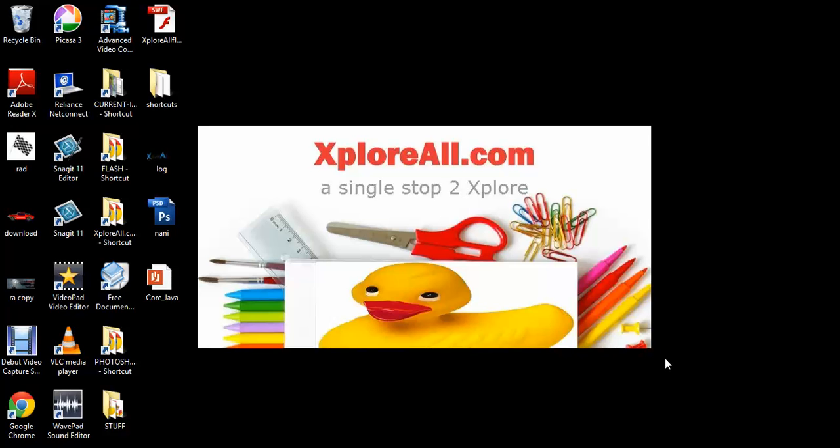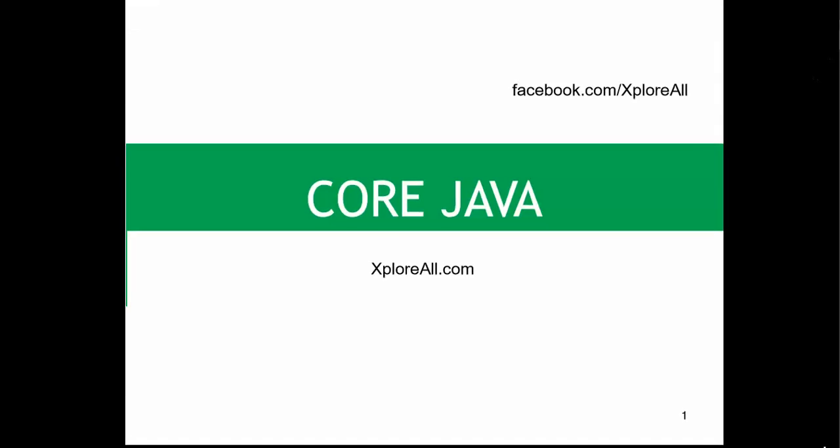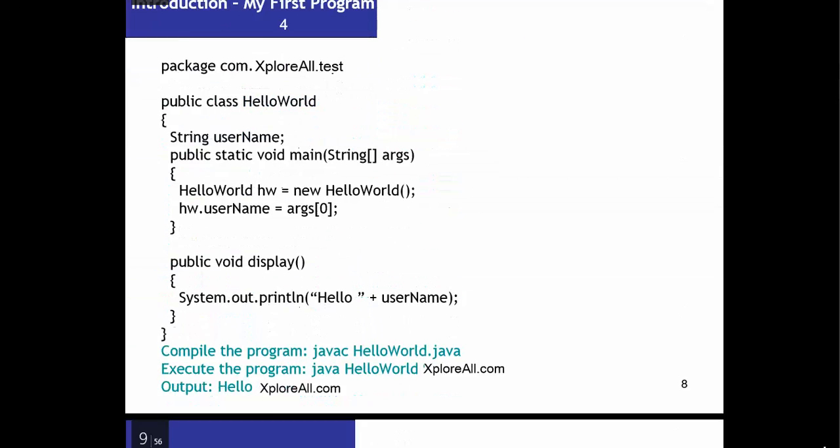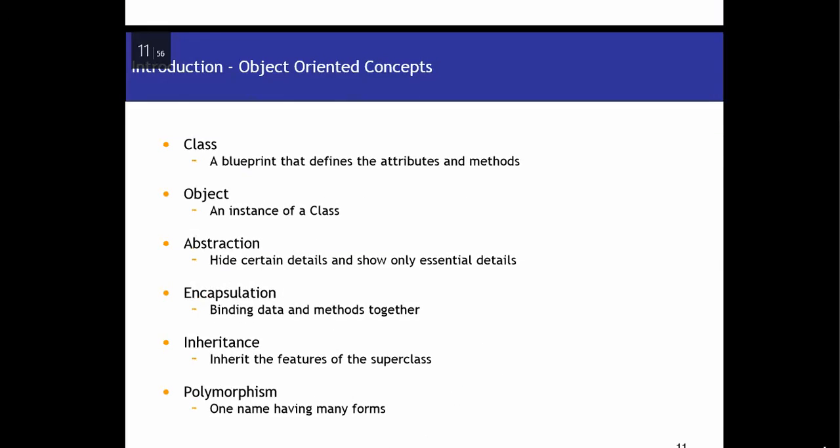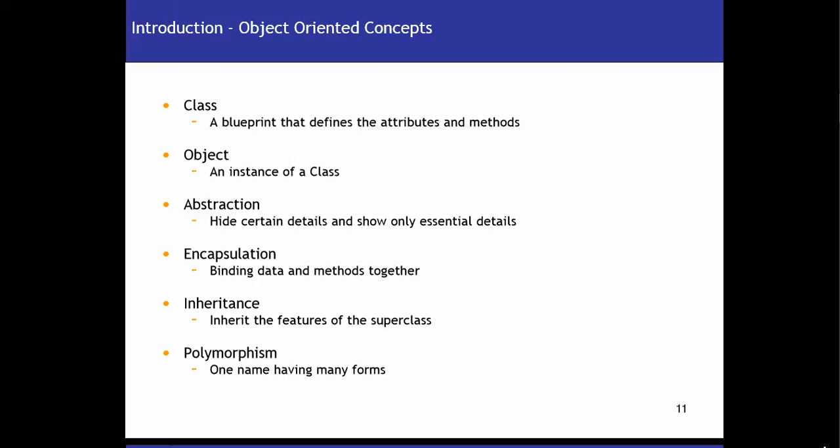In this video, I'm going to give a brief introduction to data types and also object-oriented concepts in Java. Okay, so what is an object-oriented class? As you know, Java is an object-oriented programming language, right? So whenever you're talking about object-oriented concepts, there are different types. There are class, object, abstraction, encapsulation, inheritance, and polymorphism.